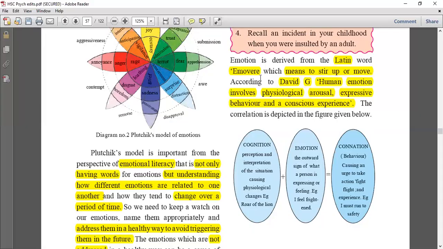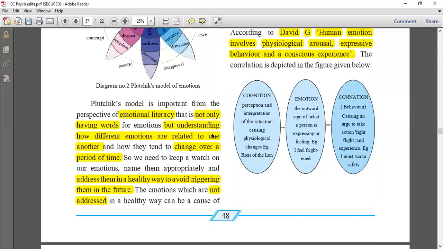Emotion is derived from the Latin word emovere, which means to stir up or move. According to David G., human emotion involves physiological arousal, expressive behavior, and a conscious experience. So your cognition, emotion, and connotation, all of them are there. Cognition is what you perceive and interpret a situation as, and it leads to physiological arousal. Emotion is the outward sign or the expression of what you're feeling. And connotation is your behavior, which causes you the urge to take action.